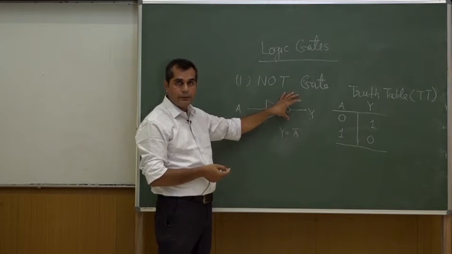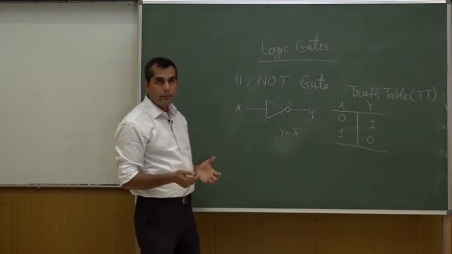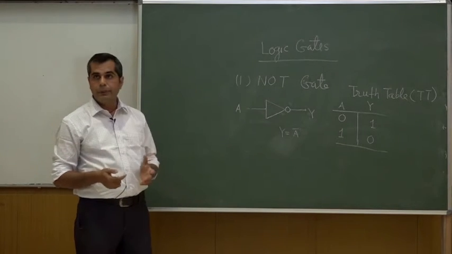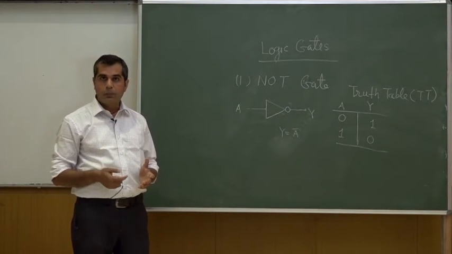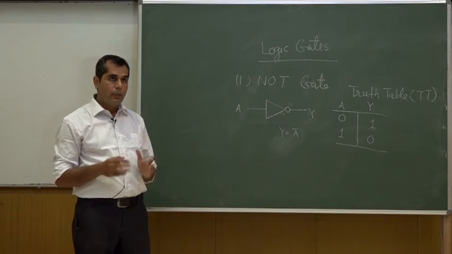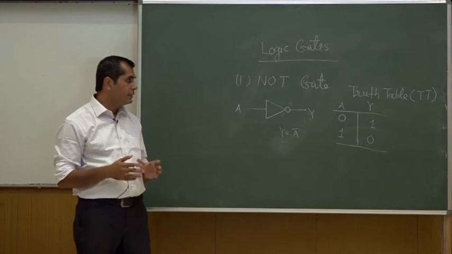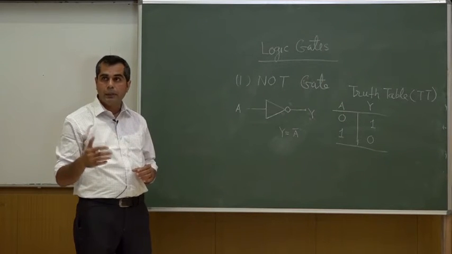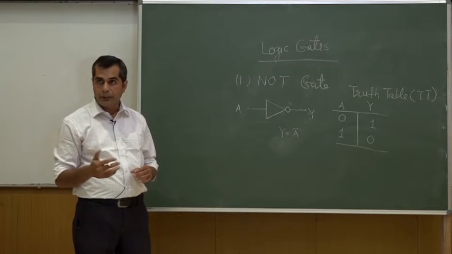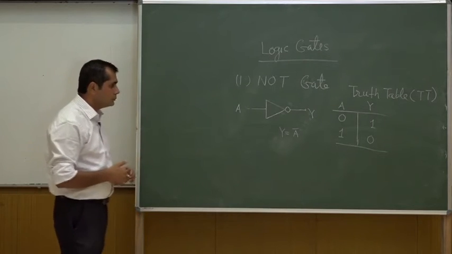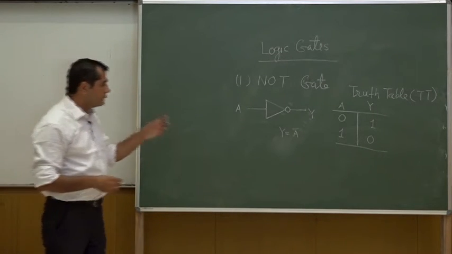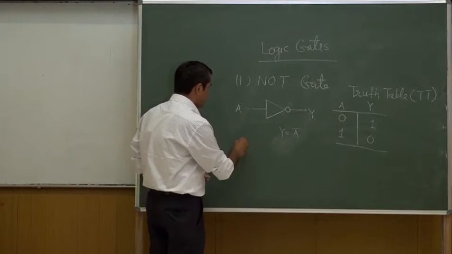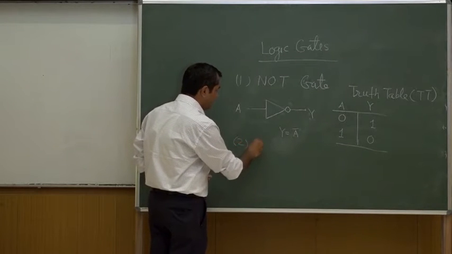That is the NOT gate. It can be implemented using MOSFETs or BJTs, but that we will not discuss here. We will talk about those implementations when we discuss transistors in detail. Then the next gate is our AND gate.